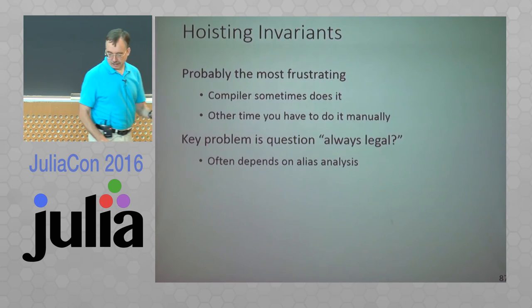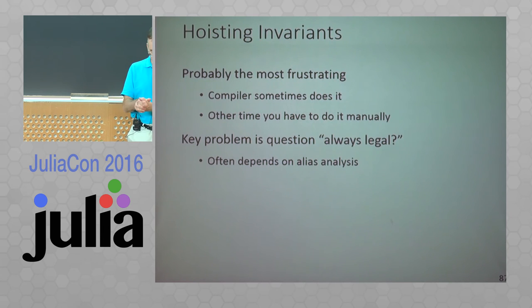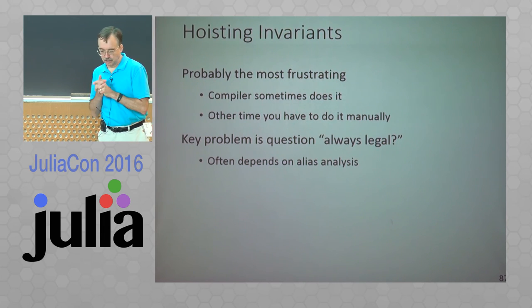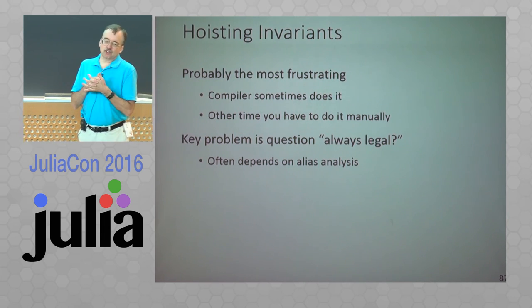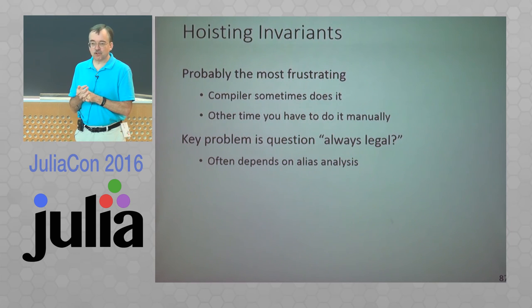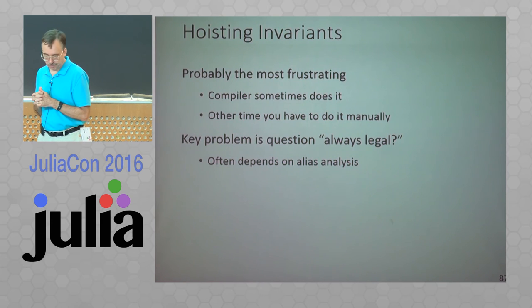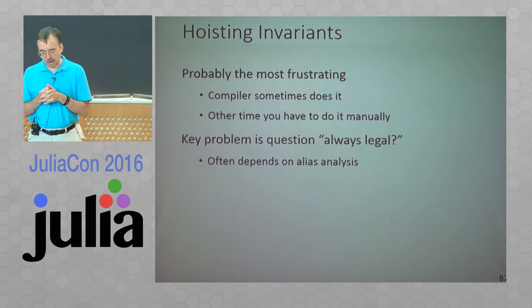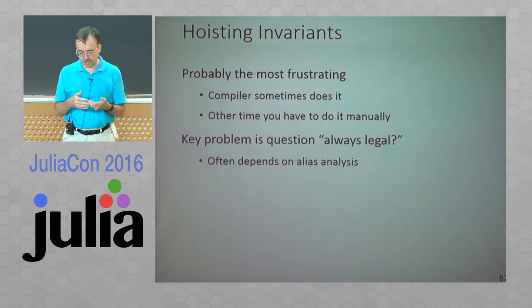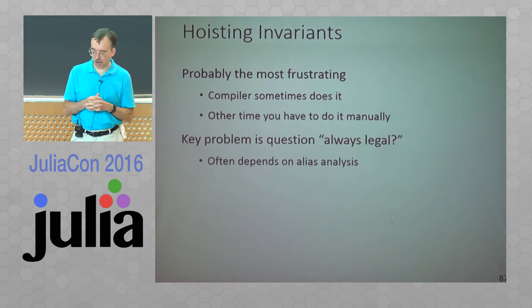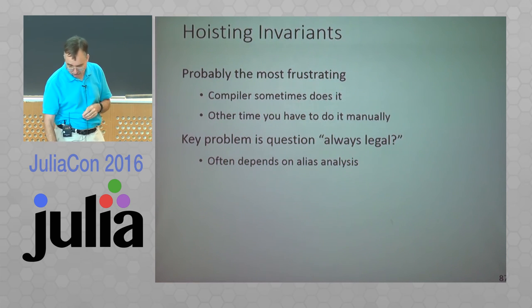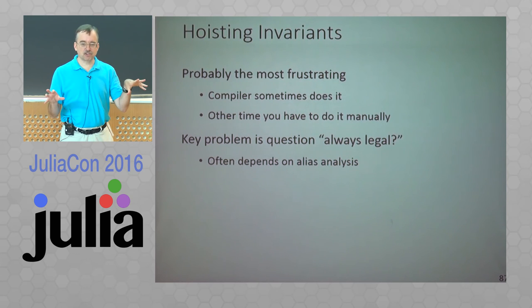Okay, hoisting invariants. This is, at least to me, the most frustrating issue with the current level of optimization in Julia: the compiler sometimes does it, and other times you have to do it manually, and maybe in the future we'll get to a point where the compiler does it a lot better. But the key problem in hoisting an invariant is: is it always legal? And that often depends on alias analysis. Two aliases are when two variables with different names refer to the same object.